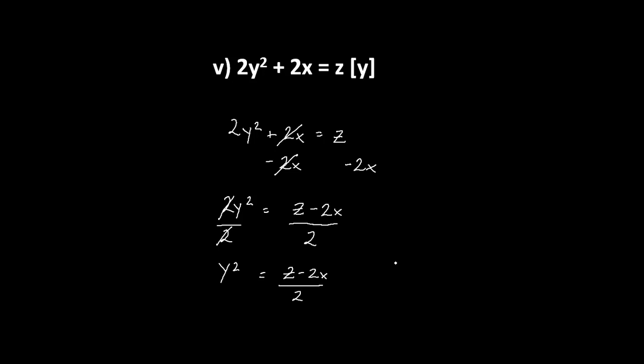And to get y on its own, we just take the square root, what we did before. So if we've got y squared, and we take the square root of that, it cancels the square, but you've also got to take the square root of z minus 2x divided by 2, and that gives you y.